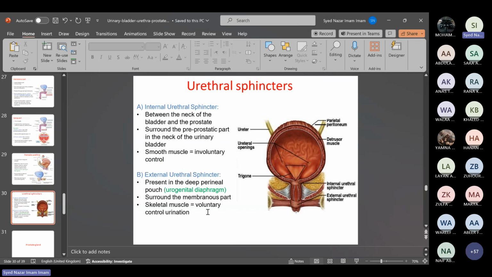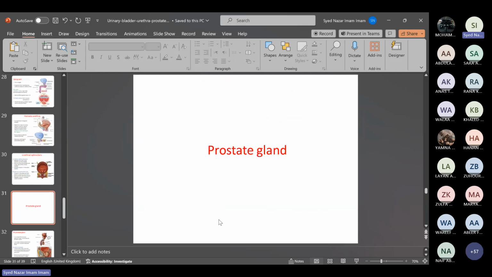So we have two urethral sphincters. One is the internal urethral sphincter. This is a smooth muscle and involuntary. And then we have the external urethral sphincter, which is in the urogenital diaphragm, the deep perineal pouch, and it surrounds the membranous part of the urethra. And this is a skeletal muscle. So what is the difference between internal and external? One is involuntary and another is voluntary. That is, voluntary is skeletal and involuntary is smooth.